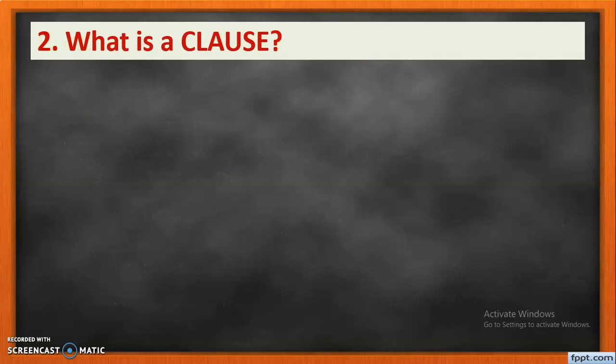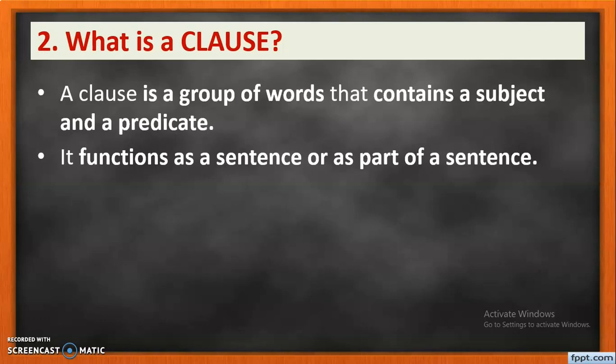Okay, let's move on. We come to the second building block of a sentence, a clause. A clause can be defined in this way. It's a group of words that contains a subject and a predicate. So both phrases and clauses are groups of words, but what makes a clause different from a phrase is it contains a subject and a predicate, whereas phrases do not have both of them.